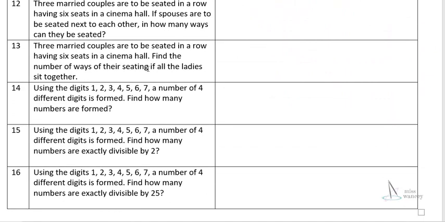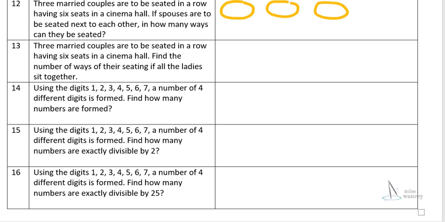So a few more. Okay, so 3 married couple are to be seated in a row having 6 seats in a cinema hall. So in how many ways can they be seated? So each couple need to be seated next to each other. So let us draw the couple. So we have couple 1, couple 2, couple 3.